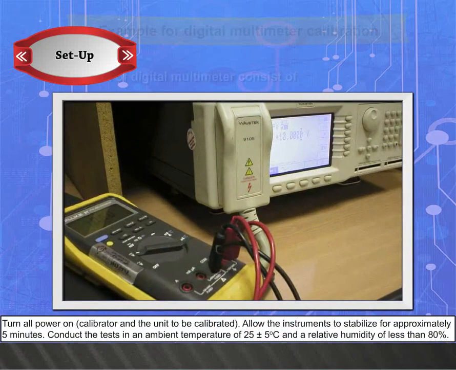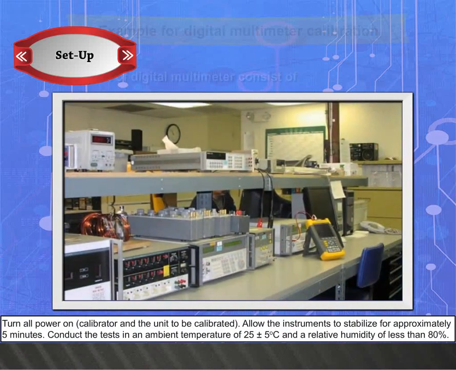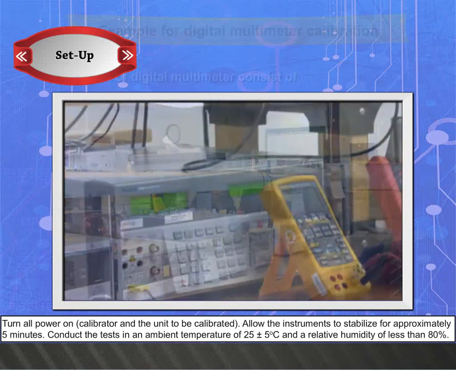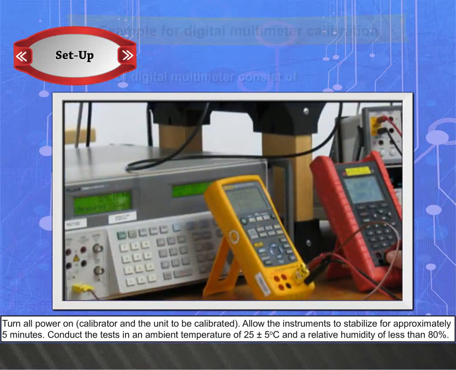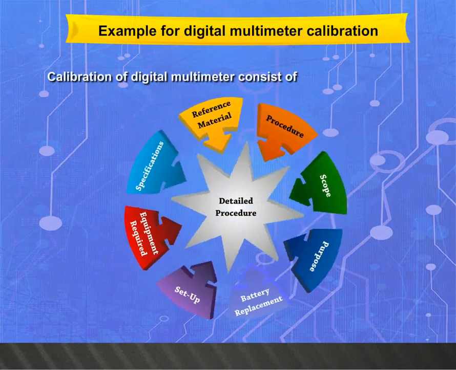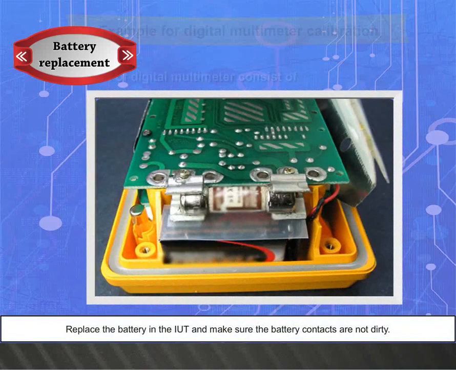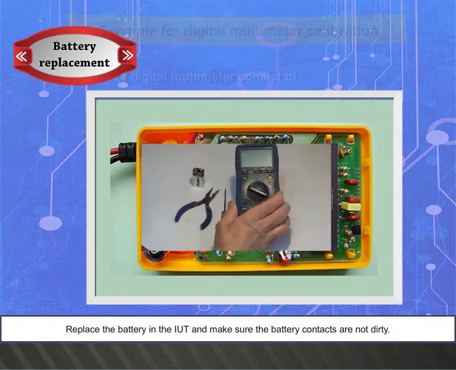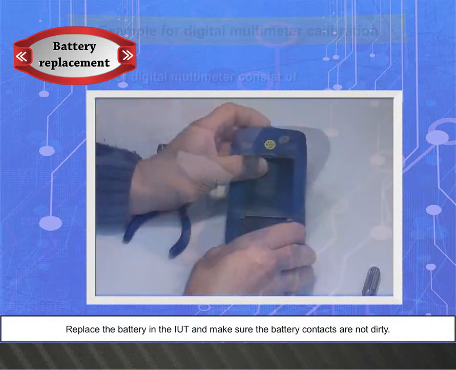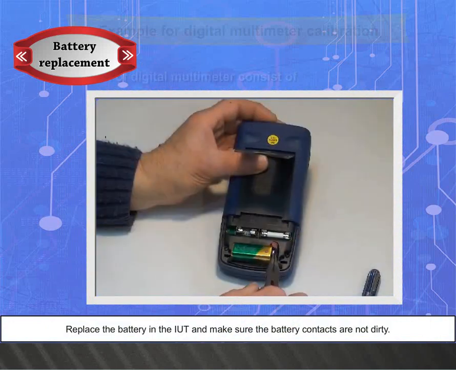Setup. Turn all power on, that is the calibrator and the unit to be calibrated. Allow the instrument to stabilize for approximately 5 minutes. Conduct the test in an ambient temperature of 25 plus or minus 5 degrees centigrade and a relative humidity of less than 80%. Battery replacement. Replace the battery in the IUT and make sure the battery contacts are not dirty.